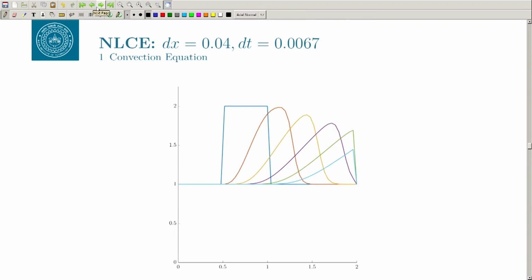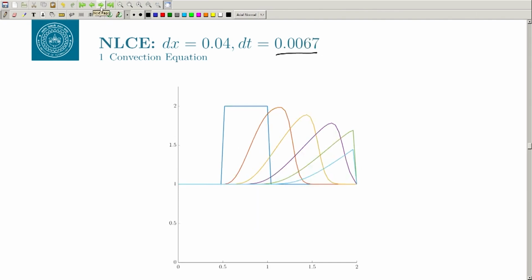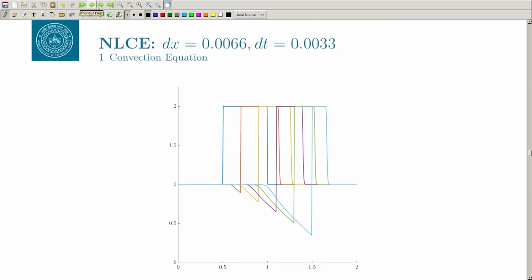You can see the same thing here. So, here what I have done, I have taken higher dt compared to the last one. I have just doubled the dt size, and you can see that it has moved faster on the right hand side, because dt is higher. Now, what is happening here?